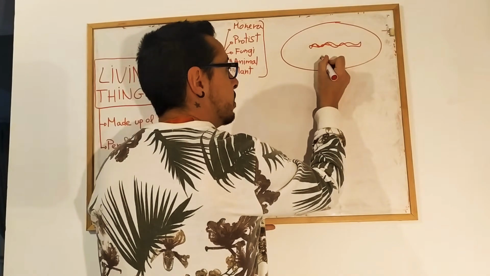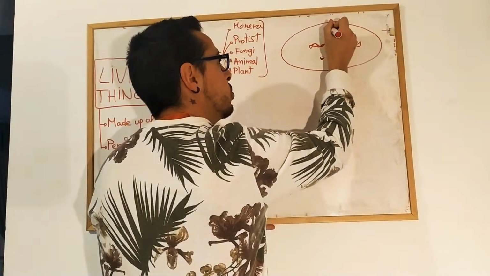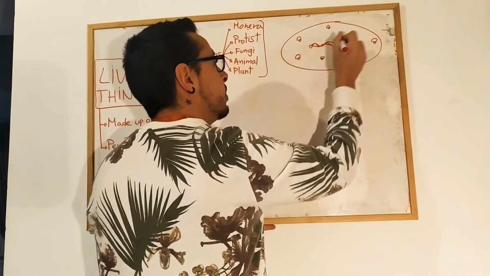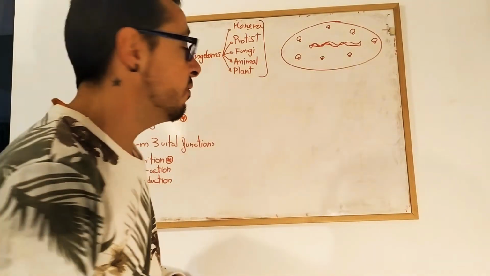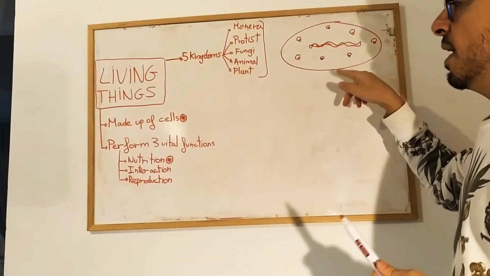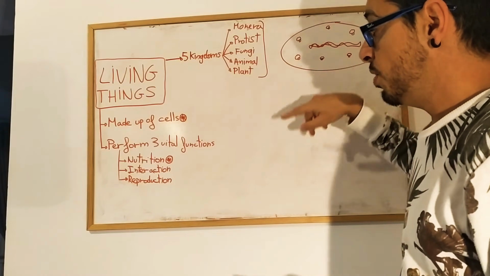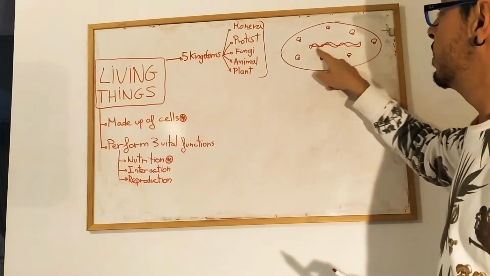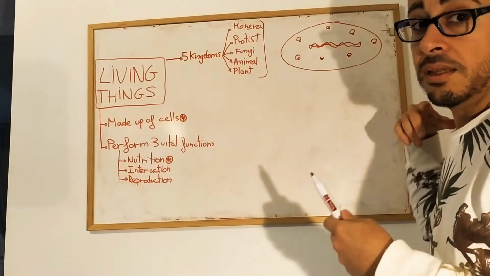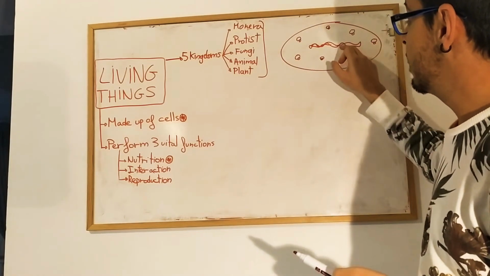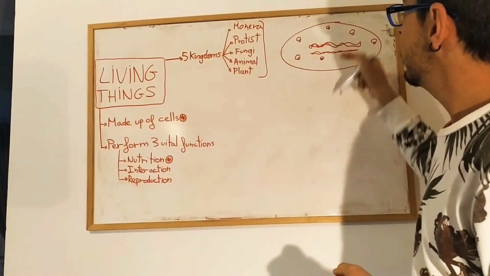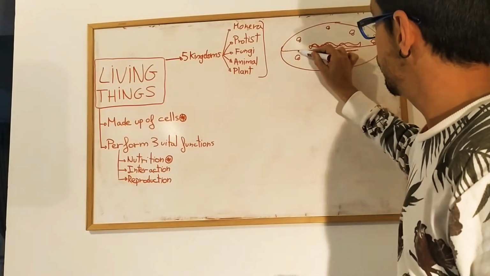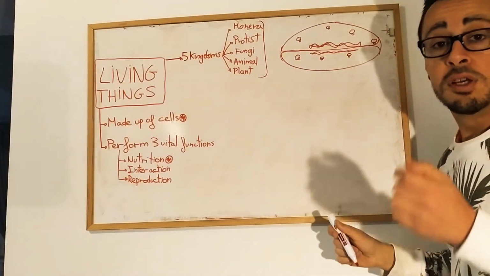Now, this cell has ribosomes. Ribosomes synthesize proteins, okay? And I told you that they perform three vital functions. They can divide, and they perform reproduction by dividing themselves. Before dividing, they have to multiply their DNA. They copy the DNA, make another copy of DNA, and then they divide into two cells. This is asexual reproduction, but it is reproduction. We had one cell, and now we have two cells.